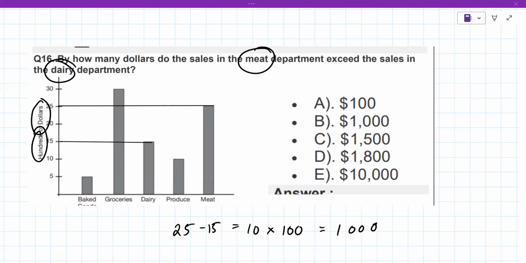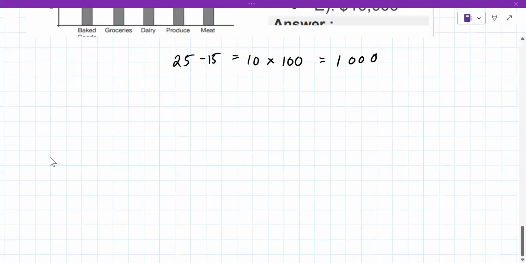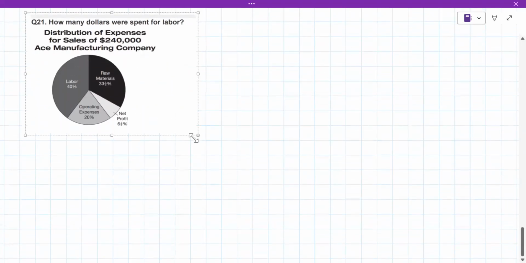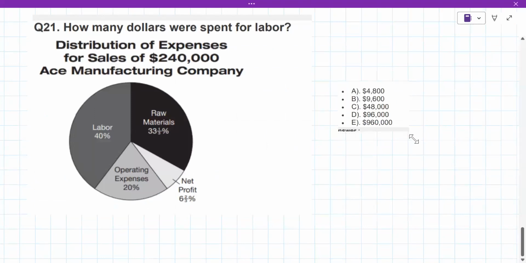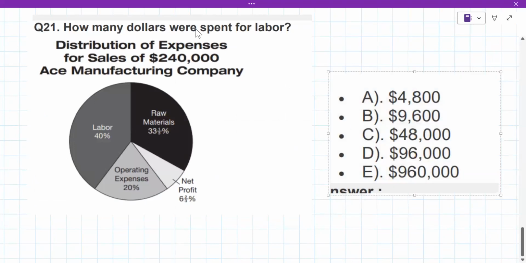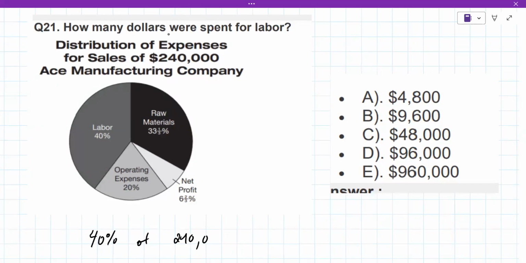All right, so here's another graph. Looks like they'll give you a pie chart in this one. It's not really pie season right now, at least not in this part of the country. Okay, how many dollars were spent for labor? Okay, so labor is 40% of the expenses. They're saying that 40% of 240,000 is for labor.